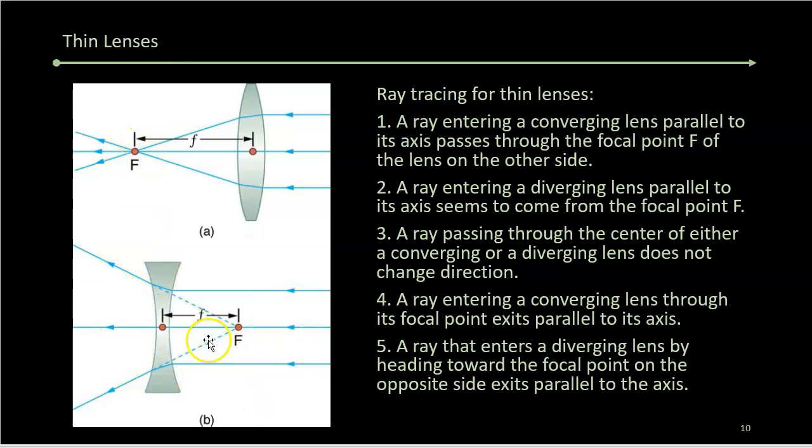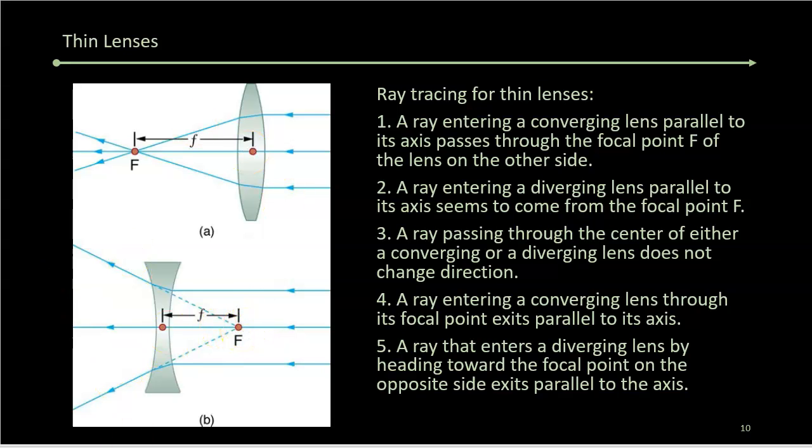A diverging lens, if you look at the light, it all comes through and then starts to diverge or spread apart. But if you trace it backwards with a straight line, it all appears to come from a place back here. That also is the focal point. So both diverging and converging lenses have a focal point. The difference is that for a converging lens, light goes through the focal point, and for a diverging lens, light appears to be coming away from the focal point.